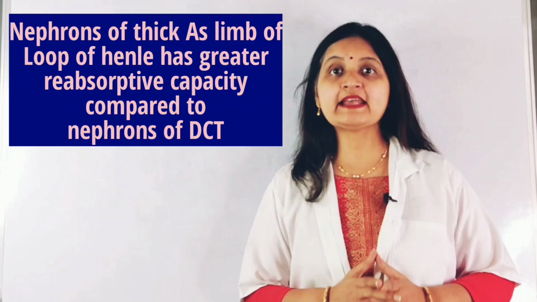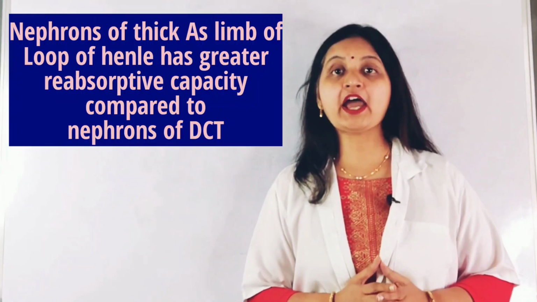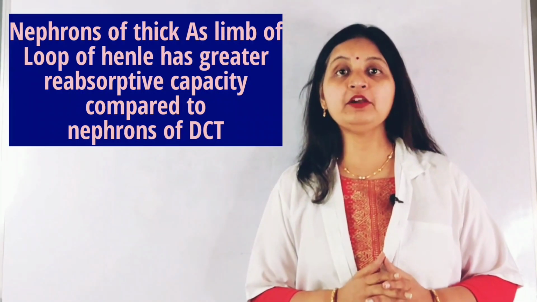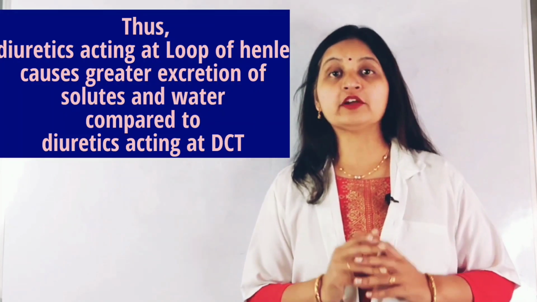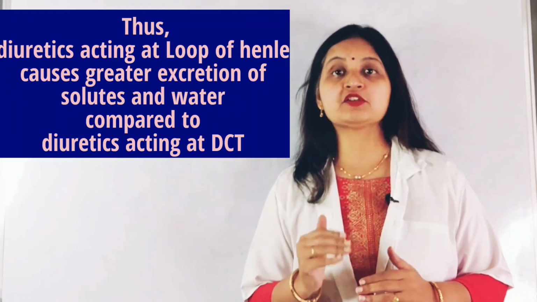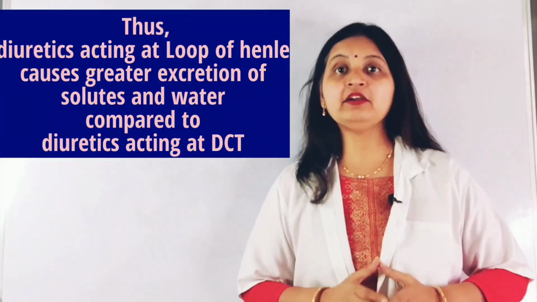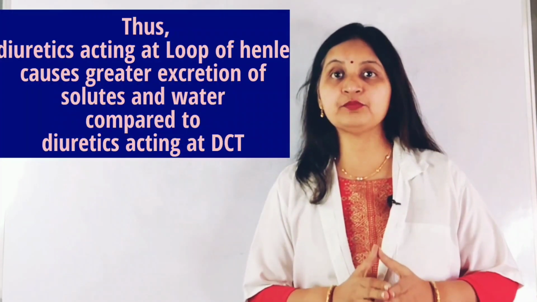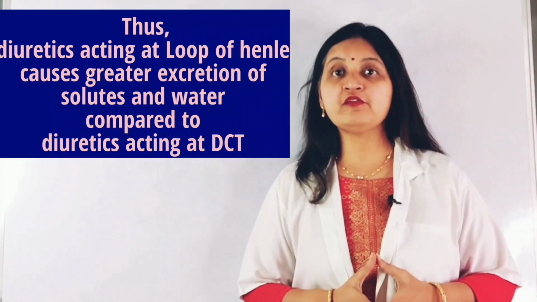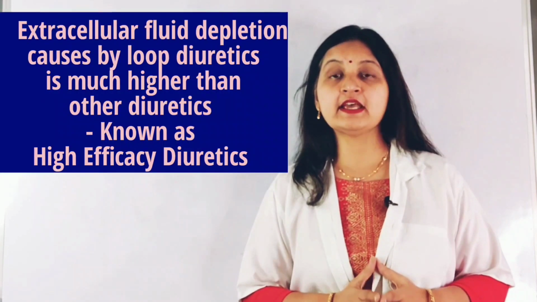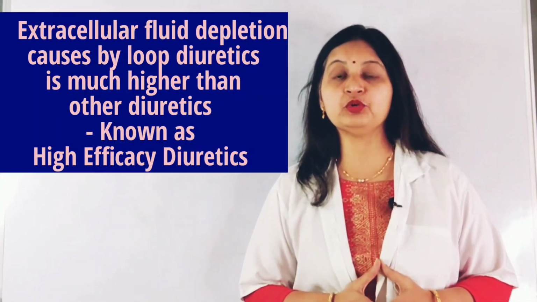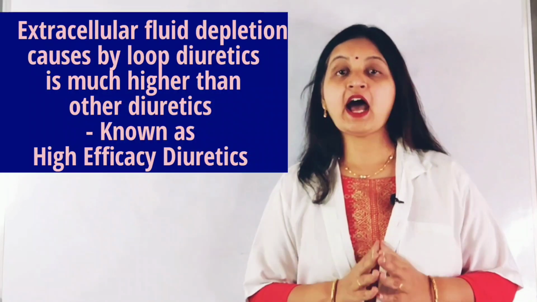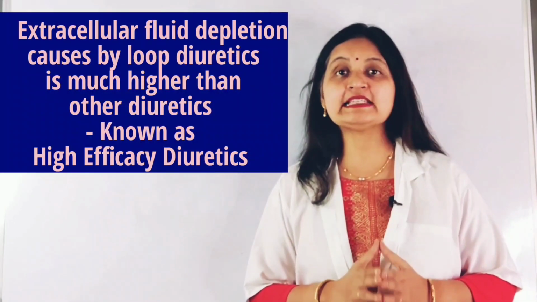So the nephrons of the thick ascending limb of loop of Henle have high reabsorptive capacity compared to the nephrons of the distal tubule. Therefore, diuretics acting at the thick ascending limb of loop of Henle cause greater excretion of solutes, that is sodium, potassium, chloride, compared to the diuretics acting at the distal tubule. Since the extracellular fluid depletion caused by loop diuretics is much greater than that caused by the diuretics acting at the distal tubule, these diuretics are known as high-efficacy diuretics or high-ceiling diuretics.